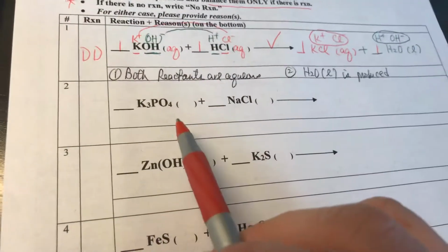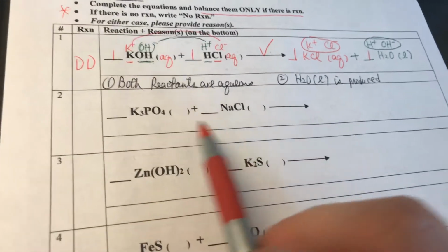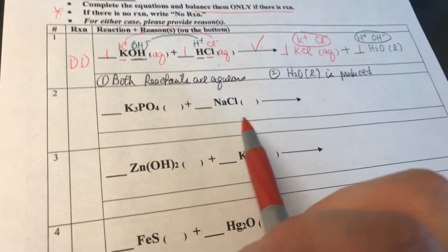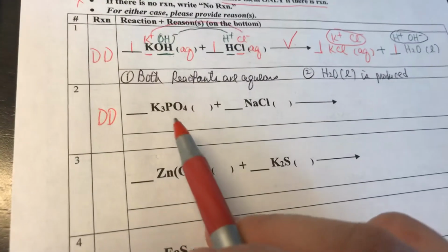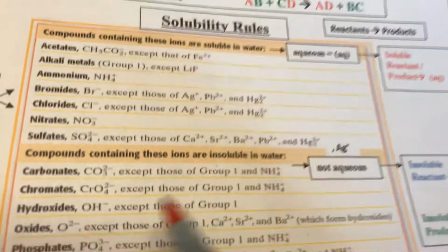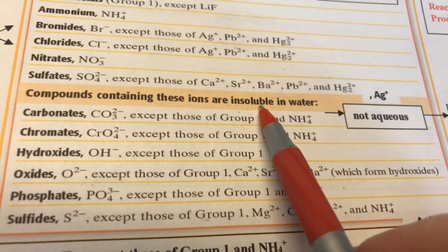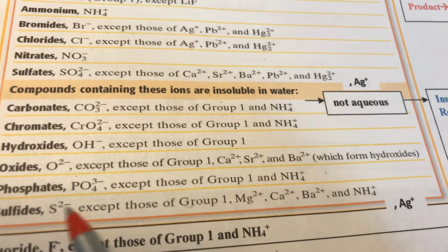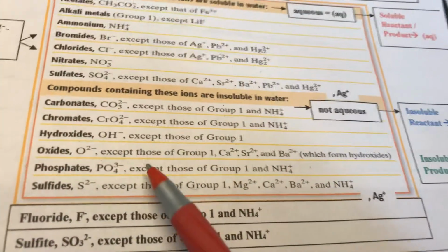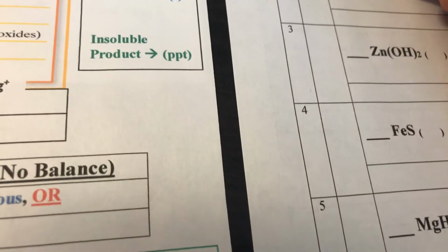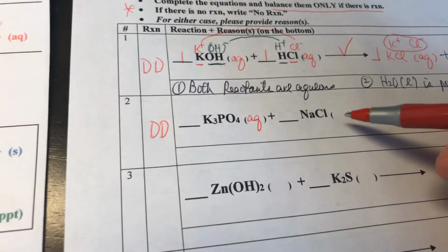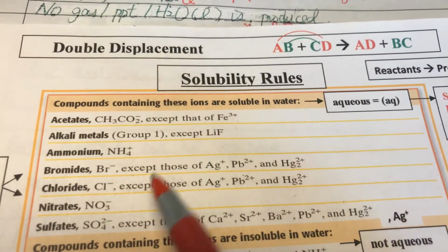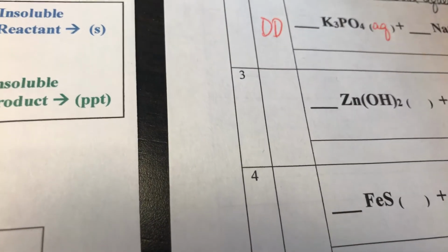Now let's look at the second one. K3PO4 and NaCl, they are both compounds and there's no CxHy, no OH, no O2, and no element here, so it is double displacement. So we look up the K3PO4, the phosphate. Phosphates are insoluble except those of group 1, and K is group 1. So it is soluble, so we put AQ. And NaCl, chloride is soluble, so we also put AQ.